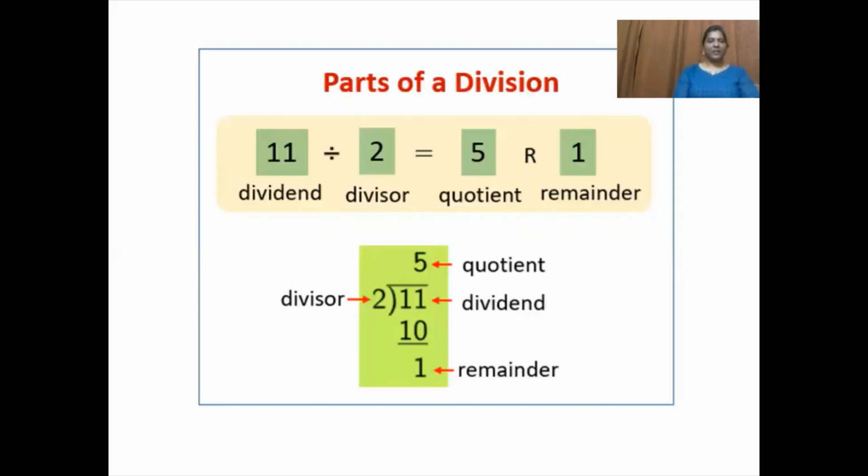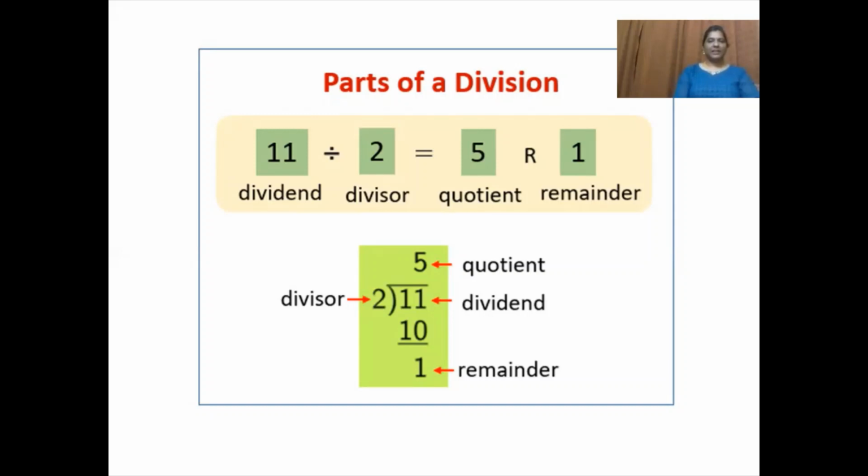So 11 divided by 2 is equal to 5. So 11 is a dividend. 2 is a divisor. 5 is a quotient. Now after we divide 11 with 2, we have got a remainder 1. So 1 is called as a remainder.